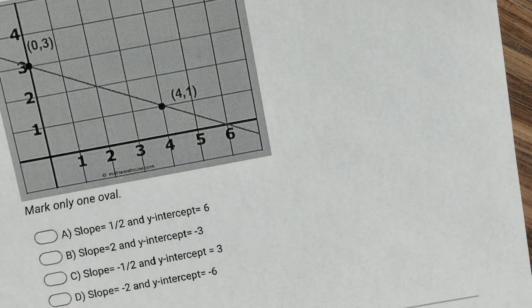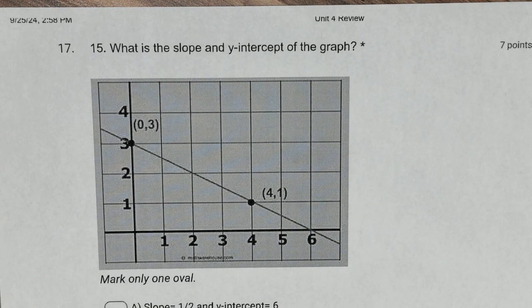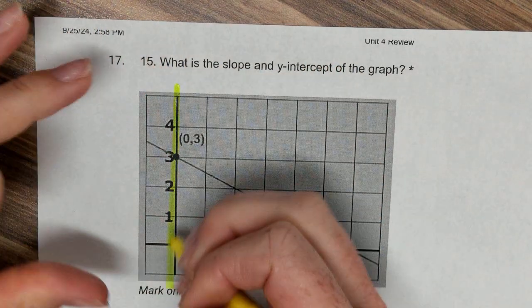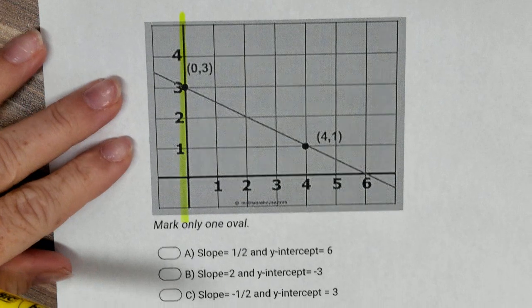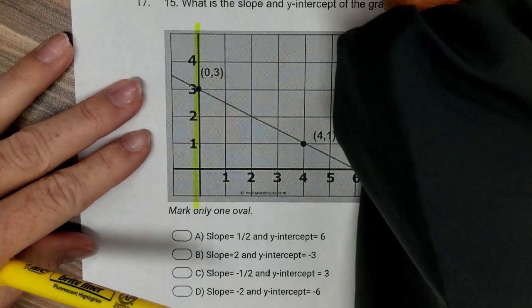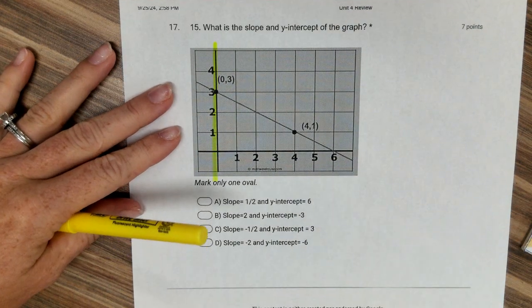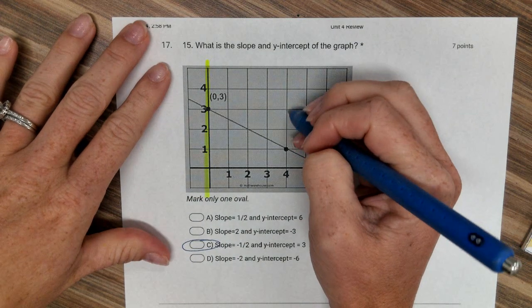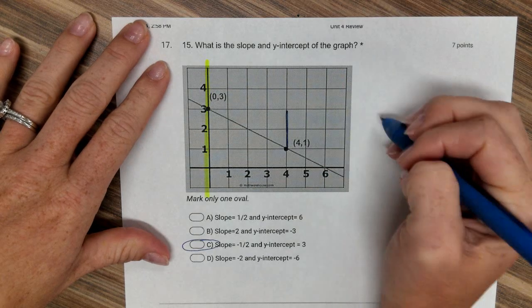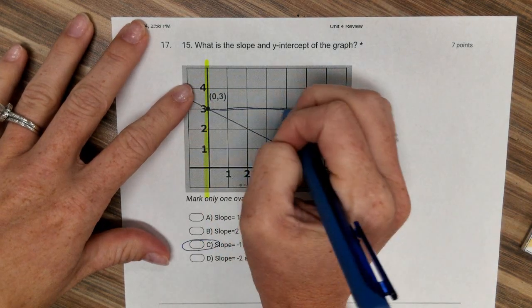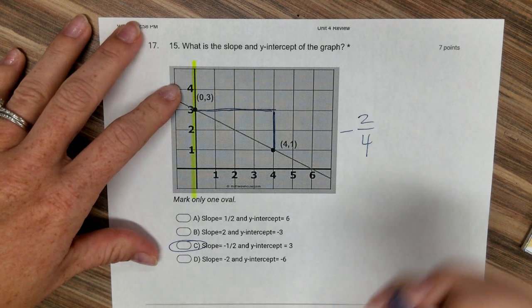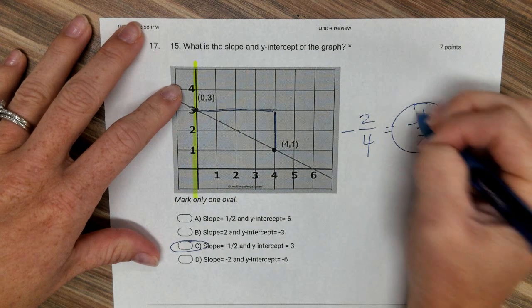Okay, last question, number 15. What is the slope and Y-intercept of the graph? Let's find the Y-intercept. Do y'all see the Y-axis right here? Where is it touching the Y-axis? At +3. So what's the only answer that says that? C. But if I do rise over run, my rise is 2. My run is 4, and it's going down. If I simplify that in my calculator, it simplifies to -1/2.